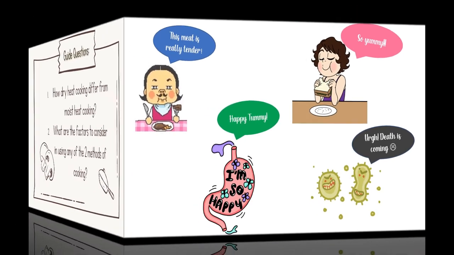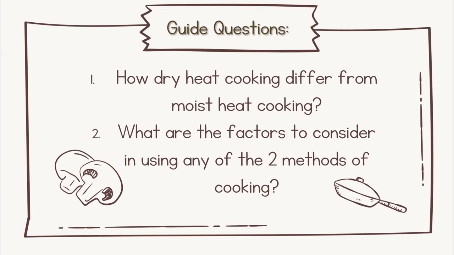microorganisms. These are the guide questions for our topic. Number 1, how does dry heat cooking differ from moist heat cooking? And number 2, what are the factors to consider in using any of the two methods of cooking?